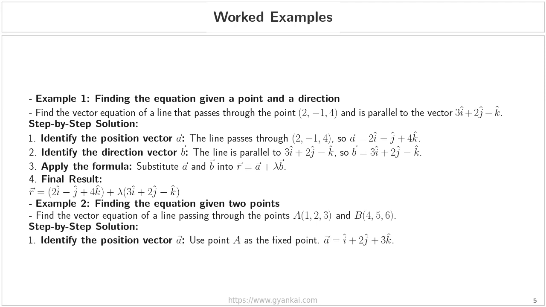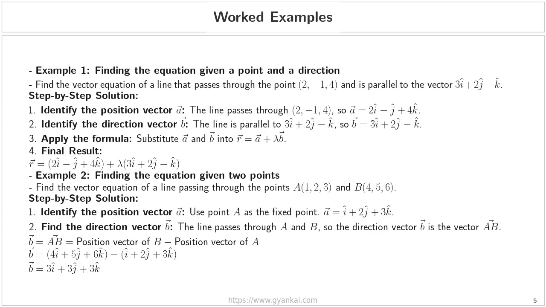The logic remains the same, but we have one extra step to determine the direction. Step 1. Identify the position vector, a vector. We can choose point A as our fixed starting point, so our vector is i plus 2j plus 3k.